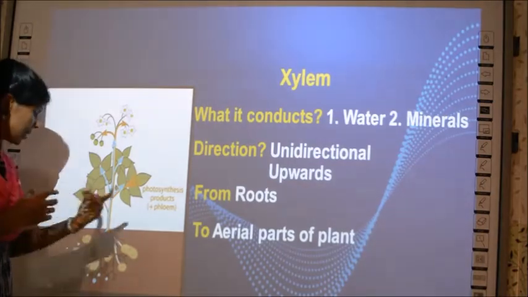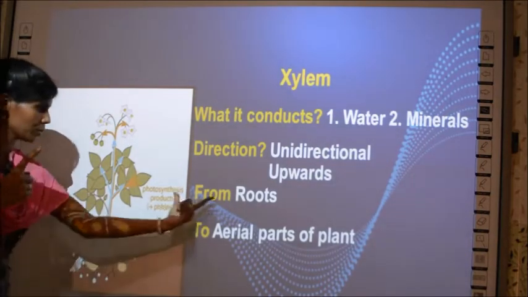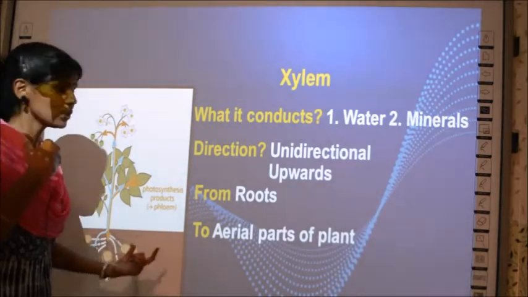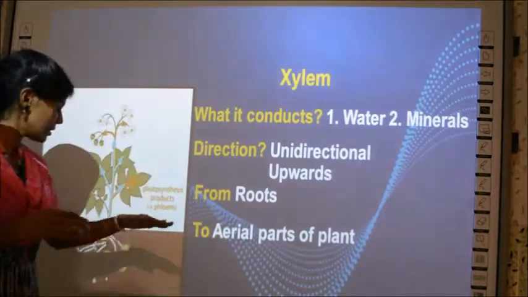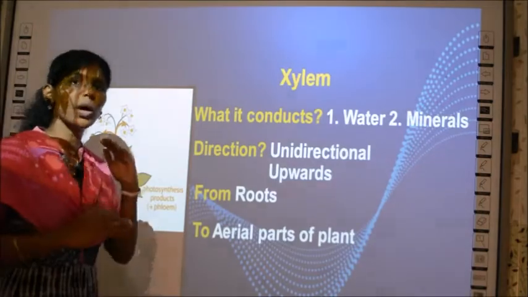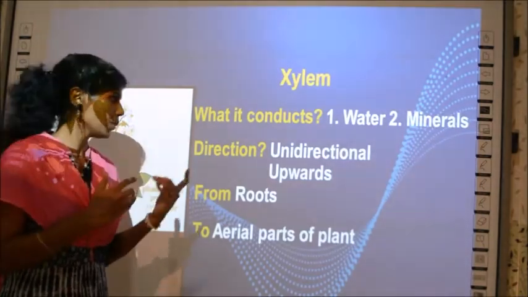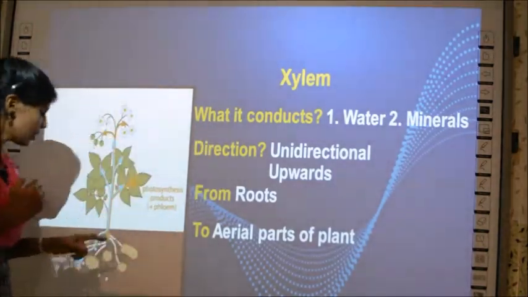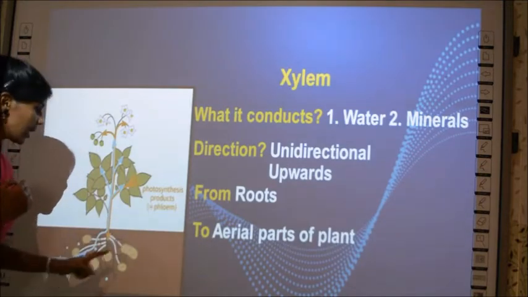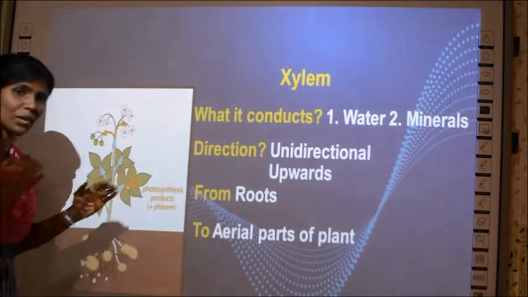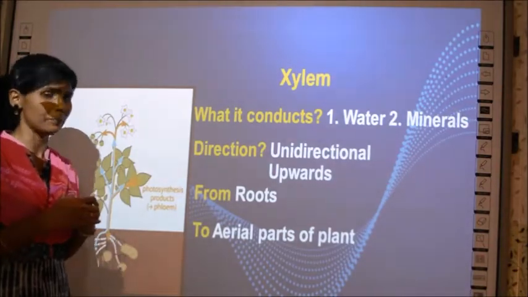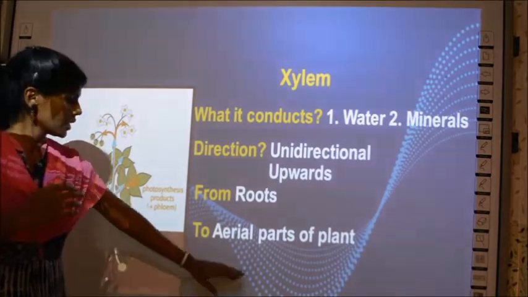From where is it taking? From the roots to where it gives to the aerial parts of the plant. What is aerial? Anything above the ground level is called aerial. So the xylem takes water from the roots and gives it to the aerial parts, all parts of the plant which are above the ground level. Okay. So this is about xylem.